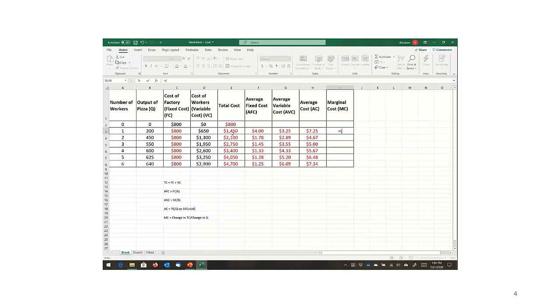So change in total cost is this minus the cost when you didn't produce anything, divided by change in output. Output is 200 minus when you didn't produce anything, that was 0, so just 200. So that's your marginal cost, and we'll just pull it down like that, and this is your marginal cost. As you produce more, your marginal cost first decreases and then it starts increasing.